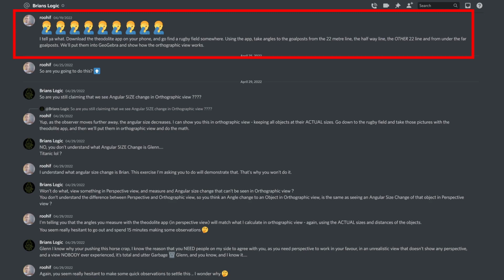And that was to download an app to his phone, go down to the local rugby field and take some elevation angle measurements of the goalposts from a few different distances and see how those perspective photos relate to an orthographic diagram. And of course, Brian, for some completely mysterious reason, was really hesitant to go and make those observations. So this afternoon, I took it upon myself to do it.